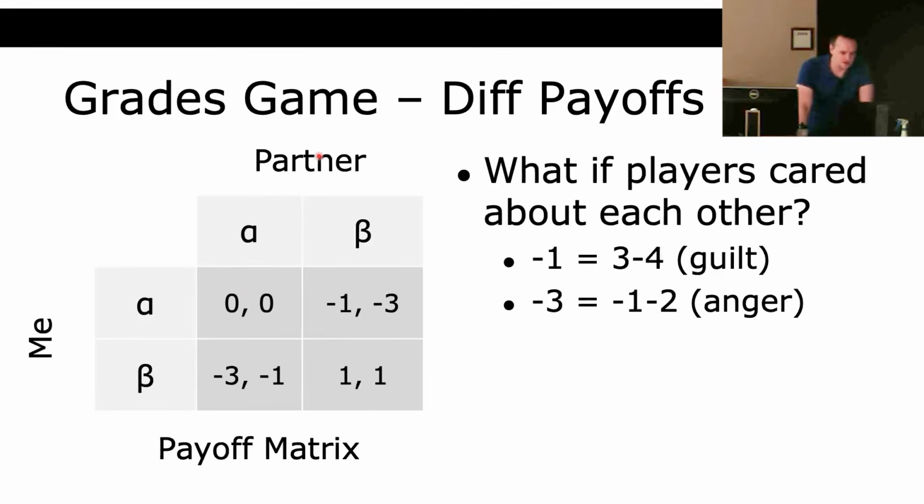So if the partner chooses alpha, okay? If I choose alpha, I get 0. If I choose beta, I get -3. So alpha's better if they choose alpha. If they choose beta, I get -1 with alpha. If I choose beta, I get 1. Okay, so beta is better in the second case. So nothing is strictly dominated in that case.